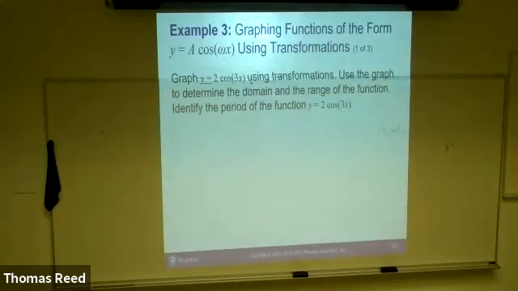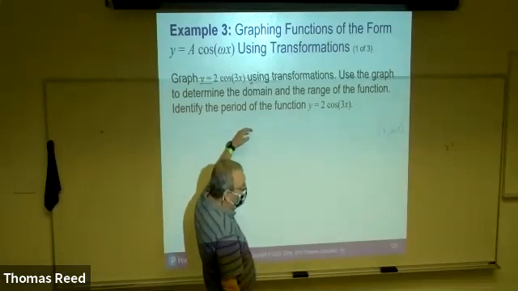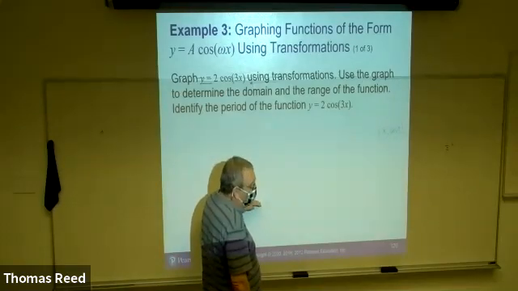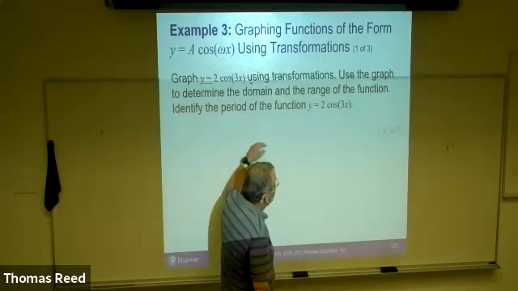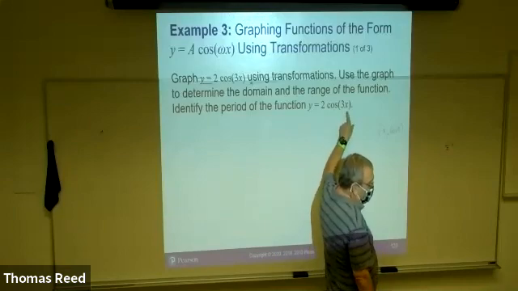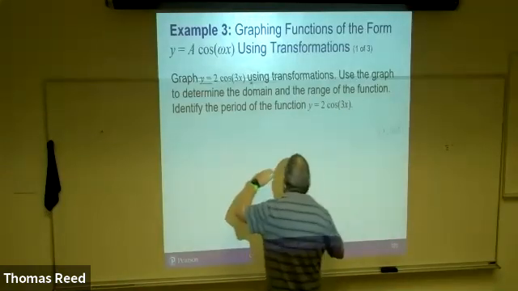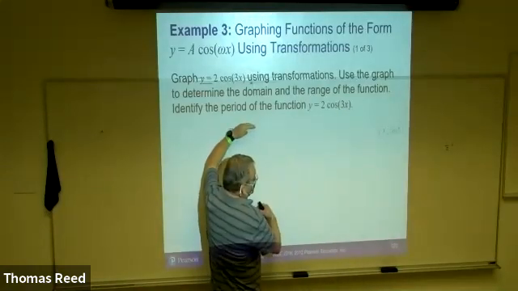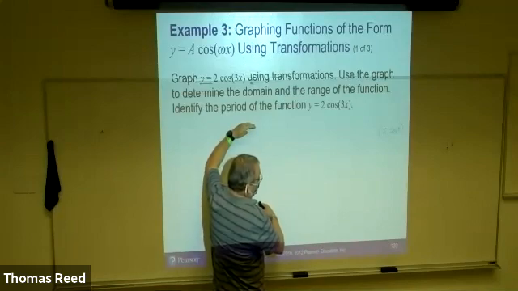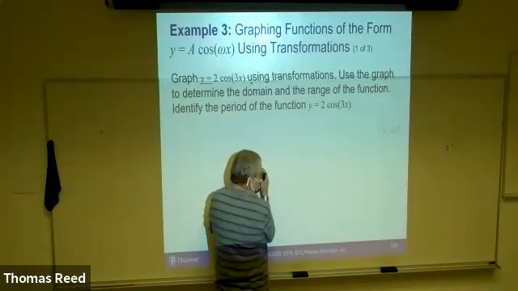And then graphing this using transformations. All right, so we know what the cosine function looks like. Multiplying it by 2 changes how high it goes and how low it goes. So it goes from -2 to +2. Now I'm going to change my period by multiplying by 1/3. So I'm doing a vertical stretch and a horizontal compression.